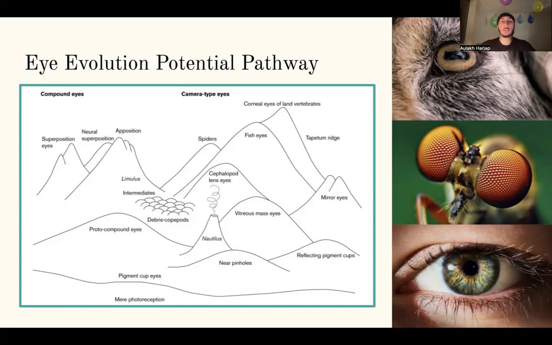But what I love the most about this image is that in order to get from one type of eye to the other, you must follow the black line, meaning that you simply can't just jump from, for example, apposition eyes to the eyes possessed by spiders. But yeah, that was something I found really cool and just want to share with everyone.